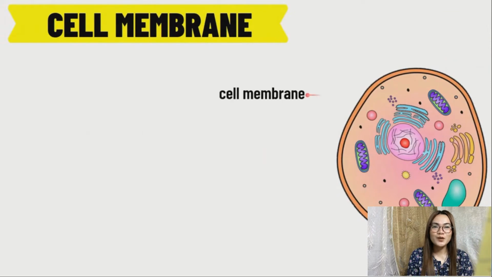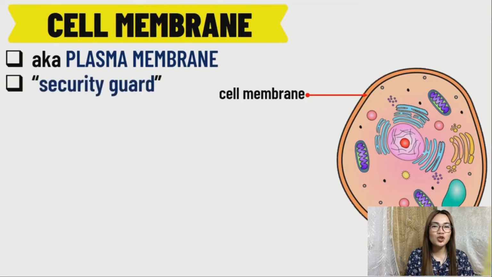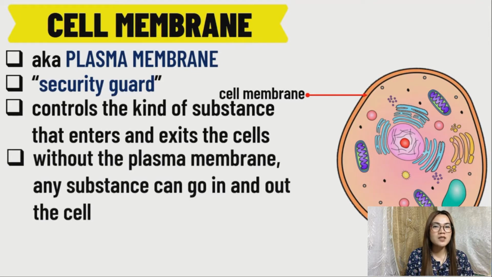Cell membrane is also known as plasma membrane. It is the outer covering of the cell which covers the surface of the cell. It is like a security guard that controls the kind of substances that enter and exit the cell. It also protects the cell from the outside environment. Without the plasma membrane, any substance can go in and out of the cell. The cell may be affected by the exit of needed substances or the entrance of unneeded or poisonous substances that may lead to the death of the cell.